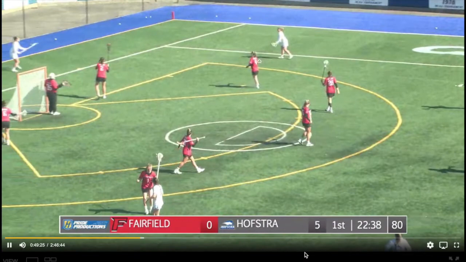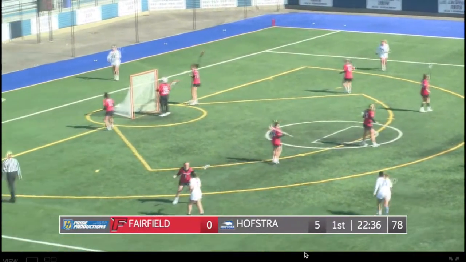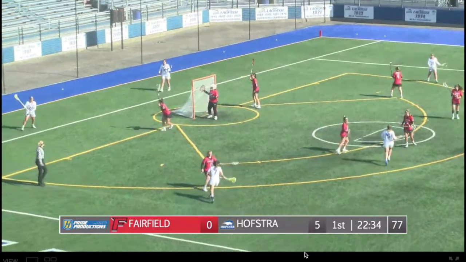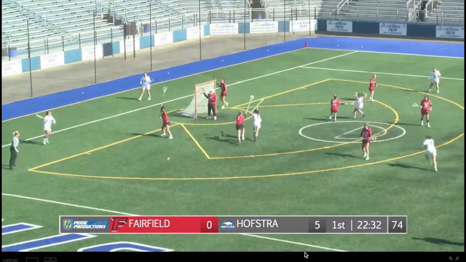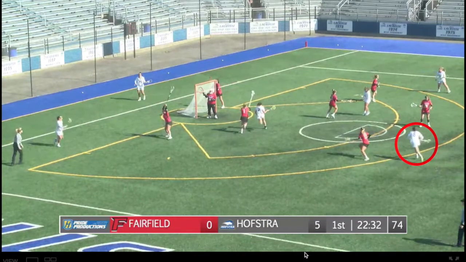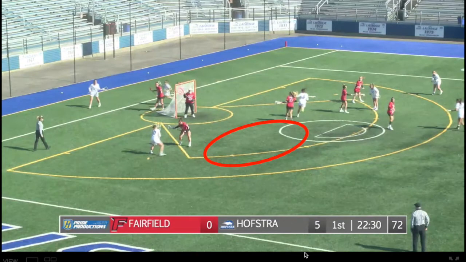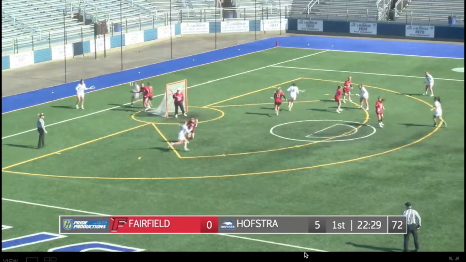Watch this again and notice how the defense reacts to the two cutters. Each defender is fully occupied with her cutter. Neither defender can help out or slide to the ball carrier, who has all kinds of new space to work in.